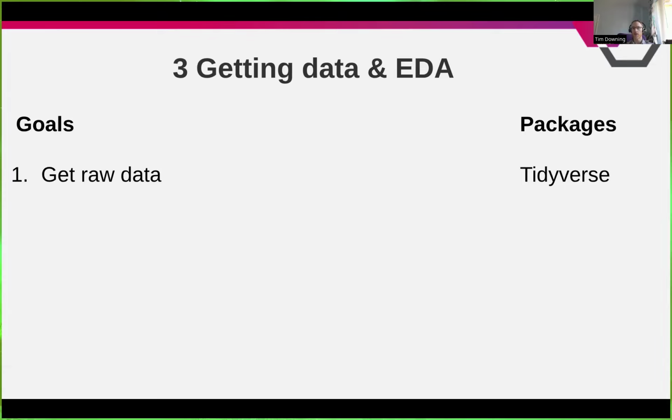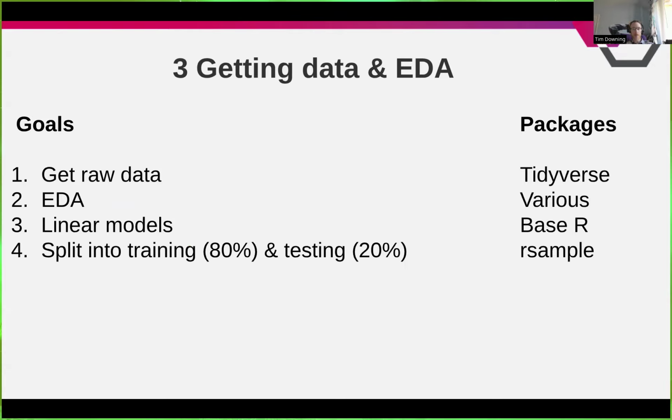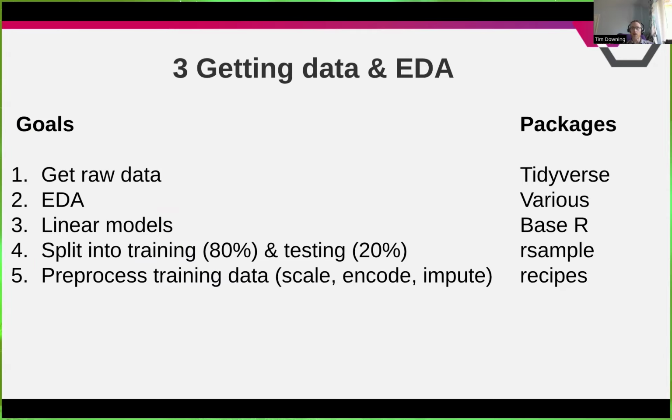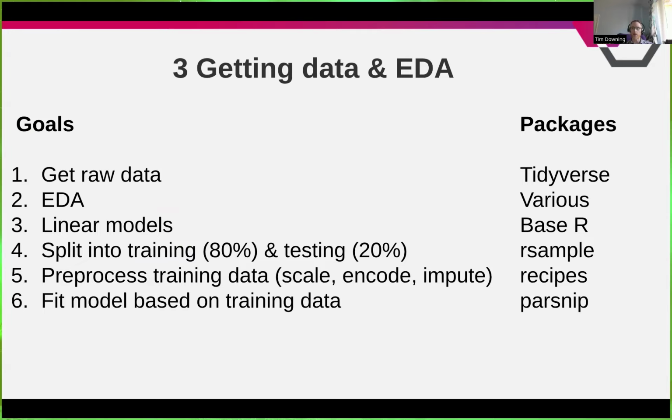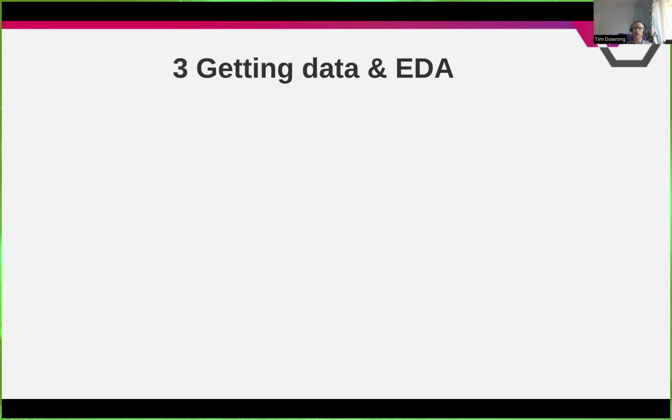So our goals here are to get the raw data, use base R packages to do exploratory data analysis, apply linear models using base R, split that data into testing and training using rsample, pre-process training data using recipes, fit the data using parsnip and make predictions using yardstick on the test data at the end, and then put this all together at the end.